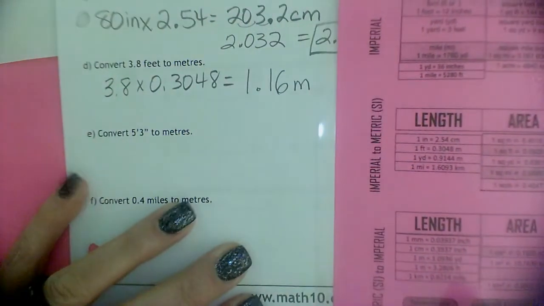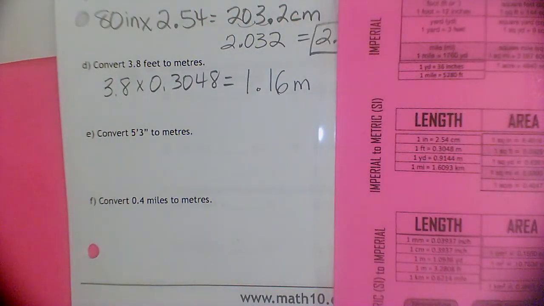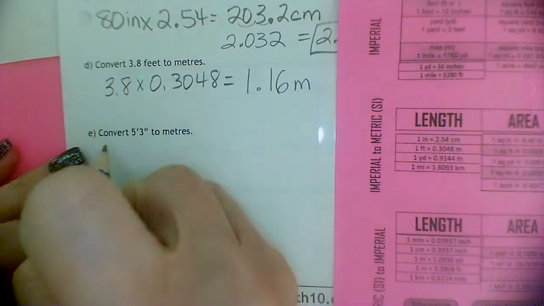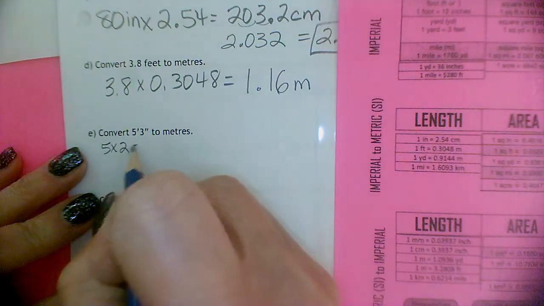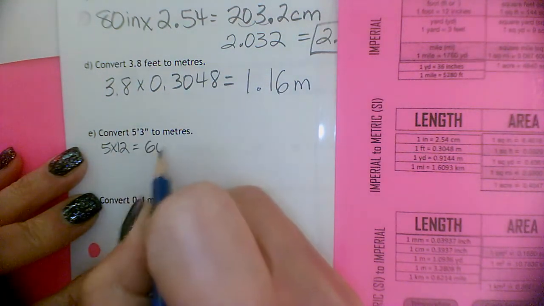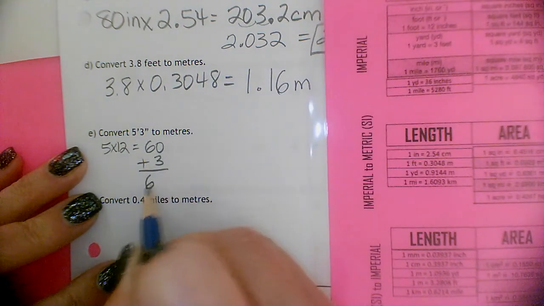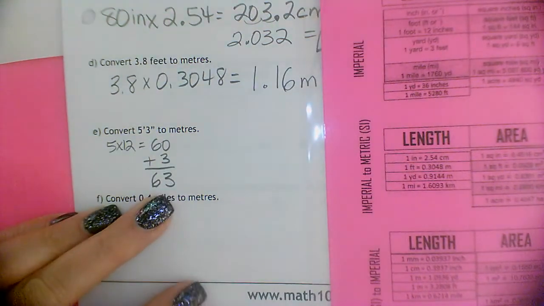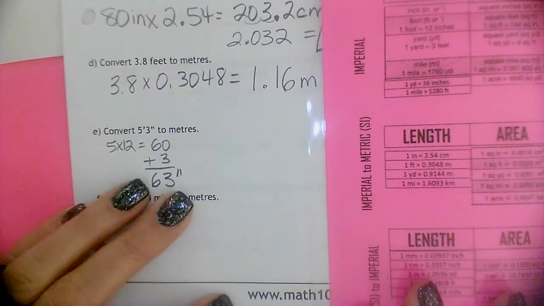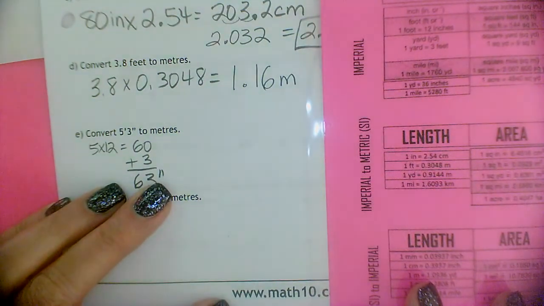Oh, look at the next one. I have 5 feet 3 inches and I need to put it in meters. So what do you think we have to do first to that 5 feet 3 inches? Make it all inches. So 5 times 12 will give me 60, plus the 3 will give me 63 what? Inches. I'm going to use a little double tick again. Make sure you put some units on it.